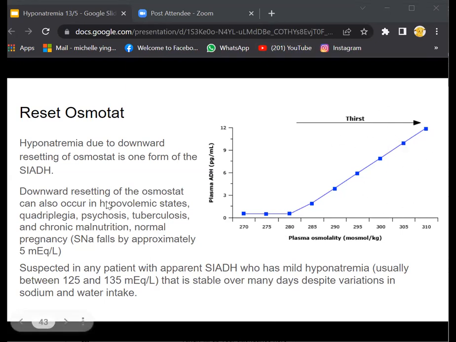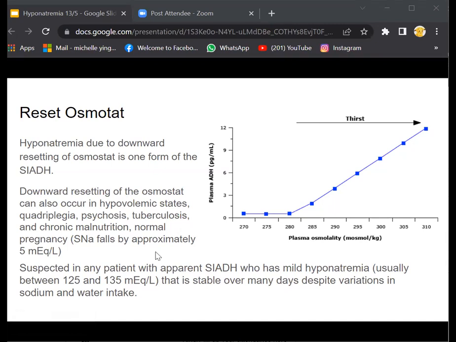take in more water. But downward resetting of the osmostat can also occur in hypovolemic states, in quadriplegic patients, psychosis, tuberculosis, and chronic malnutrition, and in normal pregnancy, whereby the serum sodium will fall by approximately 5. It should be suspected in any patient with apparent SIADH who has mild hyponatremia, usually between 125 and 135, that is stable over many days despite variation in sodium and water intake.